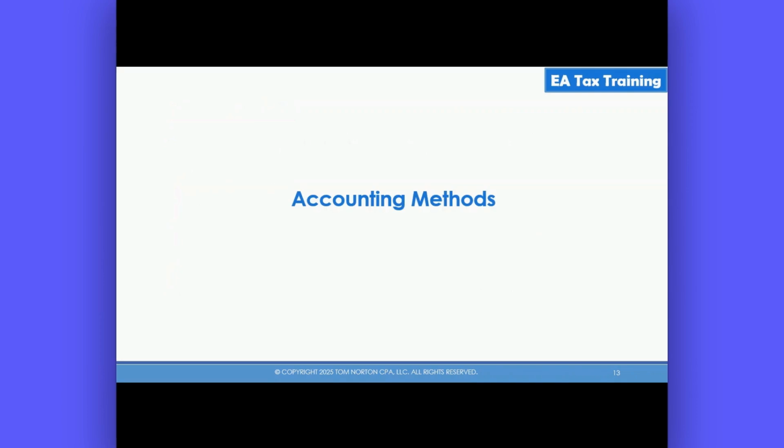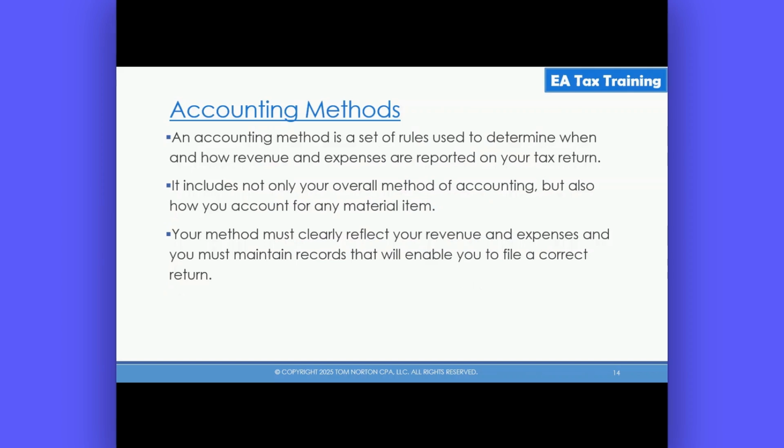Now let's move on and talk about accounting methods. We talked a little bit about this in part 1, but we're going to go into more detail about it here in part 2. What is an accounting method? It is a set of rules used to determine when and how revenue and expenses are reported on your tax return. It includes not only your overall method of accounting, but also how you account for any material item, and material just means significant.